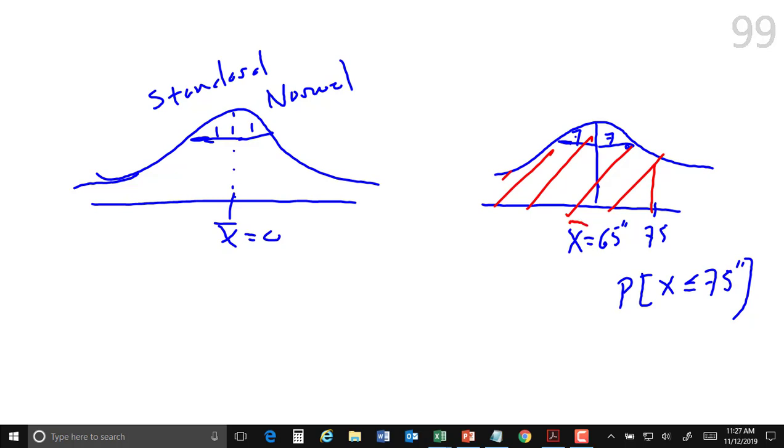Unfortunately, we don't have a table for an average of 65. We don't have a variance or deviation of 7, right? Don't you see there's an infinite number of tables we would have to have? If this could vary a little bit, we'd need another table. So we have to find a way of modifying this to fit under this shape.